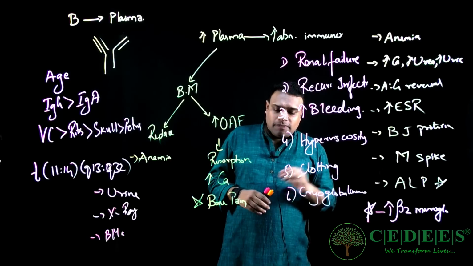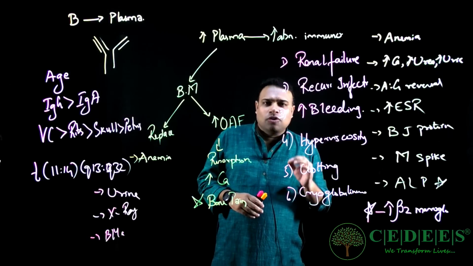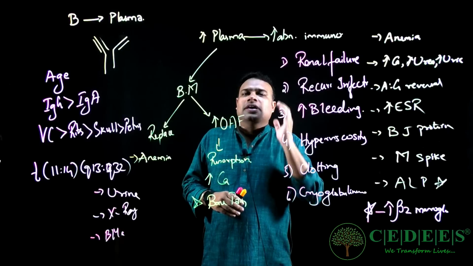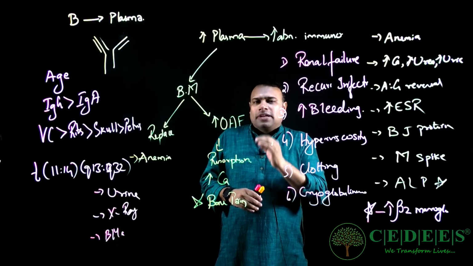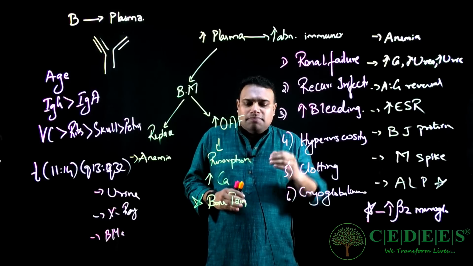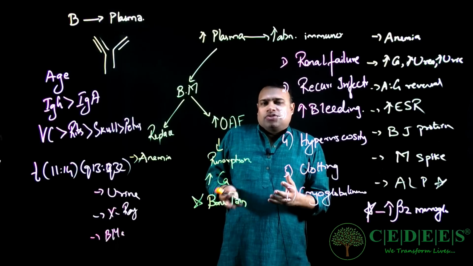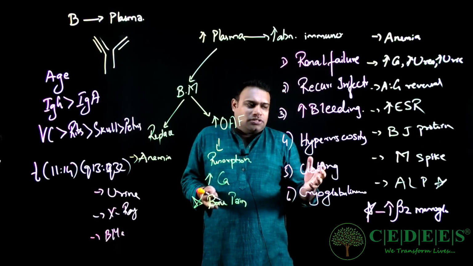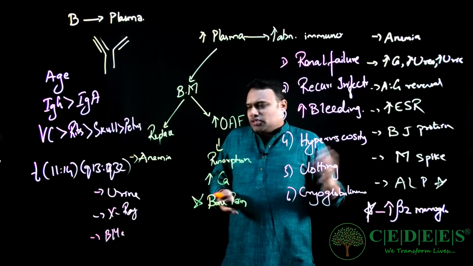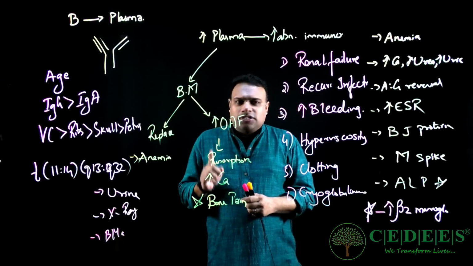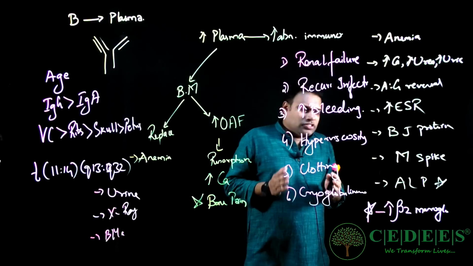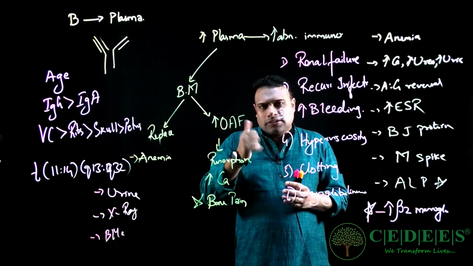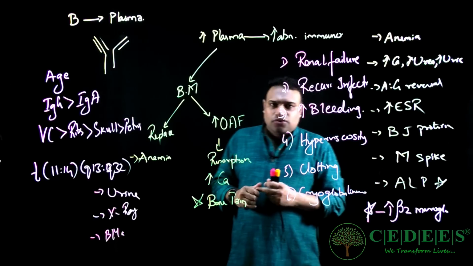In fact, as I've said, if the beta-2 microglobulin is greater than 5.5 milligrams per liter, they say that the median survival as per Harrison is just around 29 months. So it's a very strong prognostic factor. Coming to the urine, you can check for the total protein count if it's greater than 1 gram per 24 hours, and check for Bence-Jones proteins.